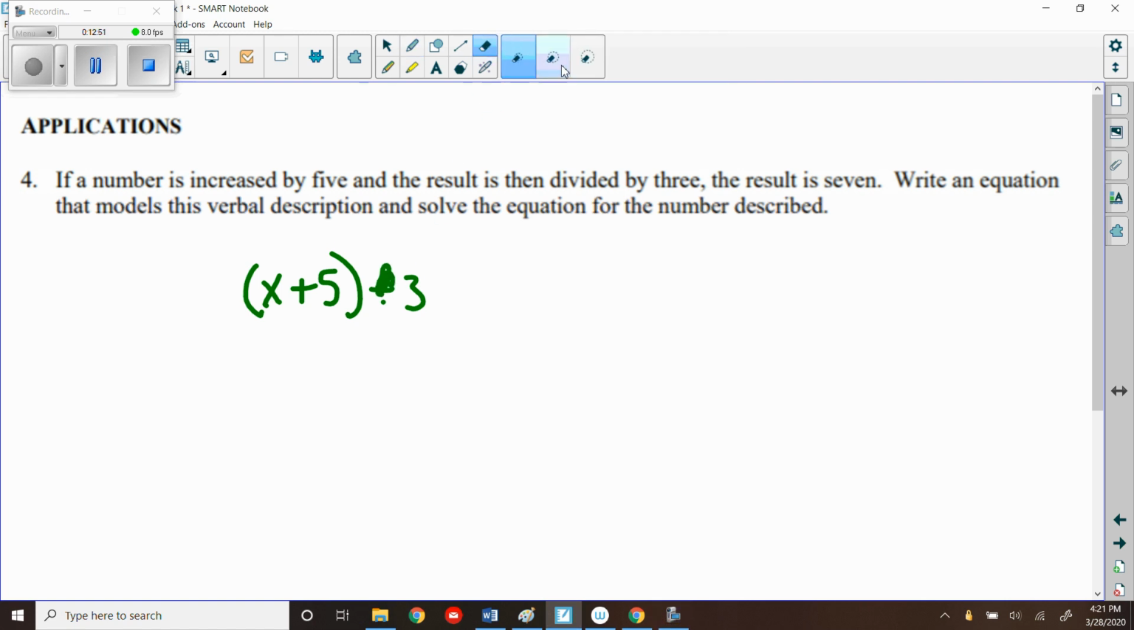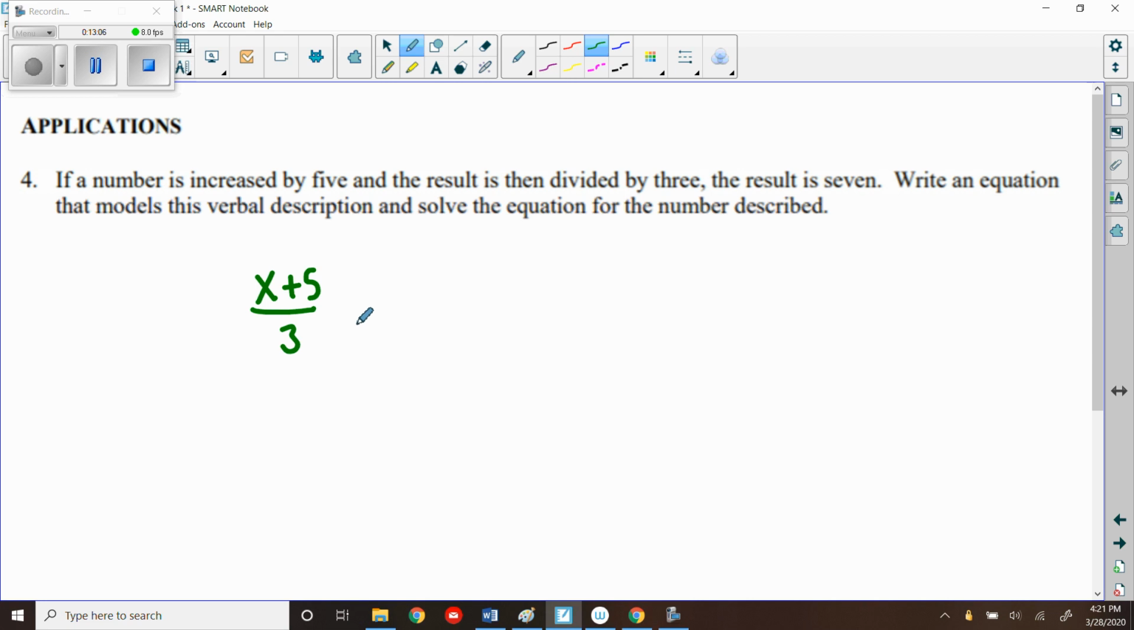Uh-oh, that wasn't an eraser. There we go. I think I'm going to write, if a number is increased by 5 and the result is then divided by 3, I think I like this look better. It looks more like equations I've seen many times. The result is 7. Write an equation that models this verbal description and solve the equation for the number described. Okay, so I have a number increased by 5, the result divided by 3, and the result is 7.